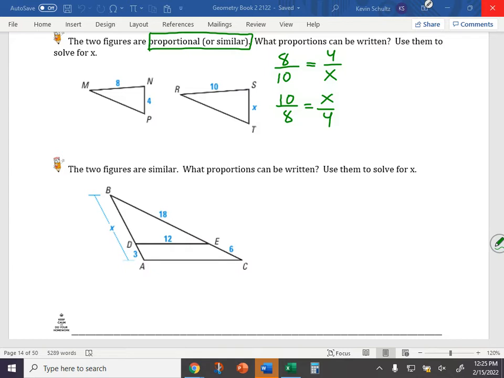Joey, you have a guess? 8 over 4 equals 10, correct? Yeah, you could also go within the same shape, right? In these first two here, I went from one shape to the other. Joey's saying, well, we can also just take 8 over 4, stay within the same shape, then go to the next one. What would the fraction be for the second half of this proportion? 10 over x. Again, lining up those corresponding sides.